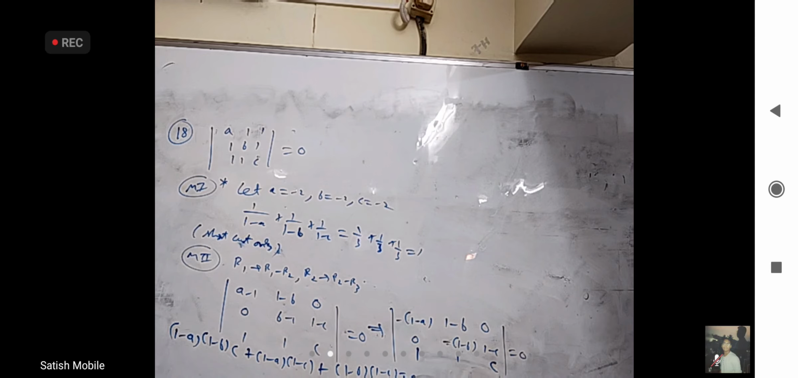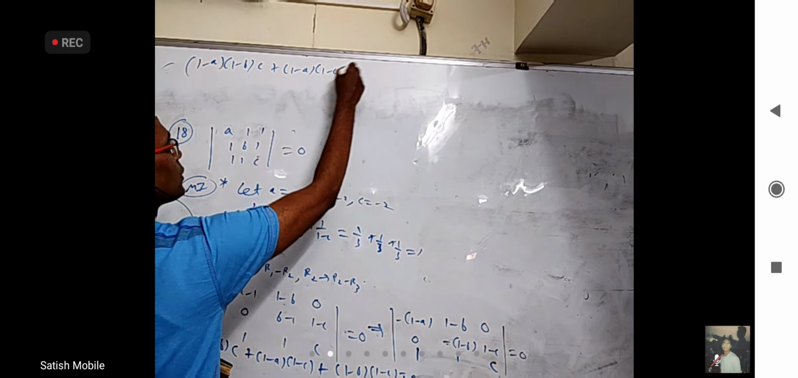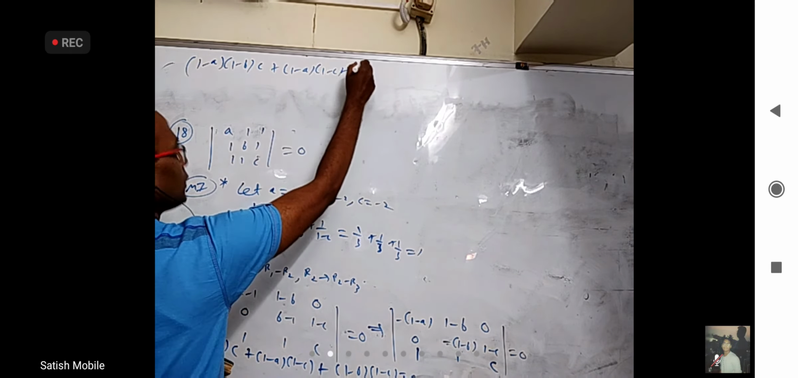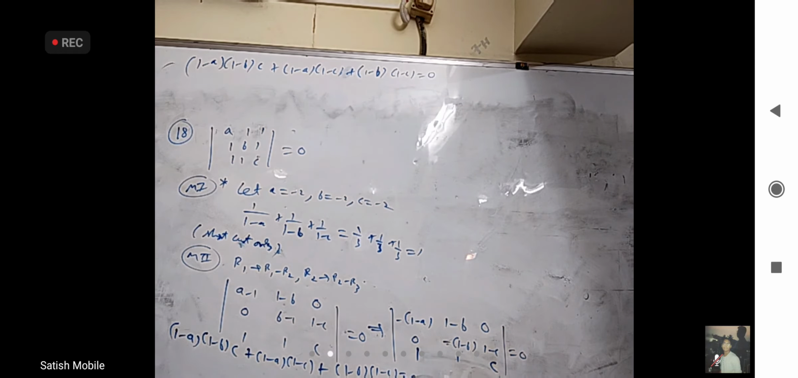Okay, I will try to write a little up for these people. Same thing I will write on the top: 1 minus A into 1 minus B into C, plus 1 minus A into 1 minus C, plus 1 minus B into 1 minus C equal to 0. Okay, now I hope the previous part that I erased, everybody copied that part, right?